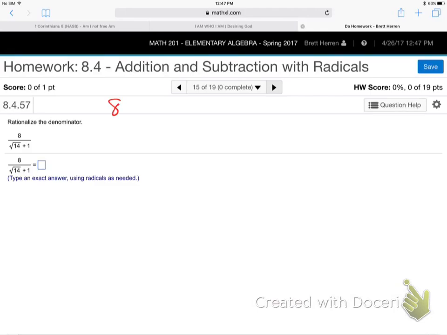Okay, so 8 over root 14 plus 1. So there you see it. Root in the denominator, right? A square root and plus or minus in the denominator.